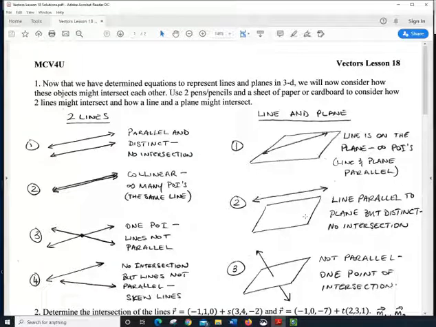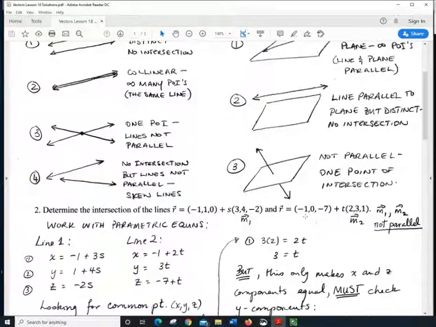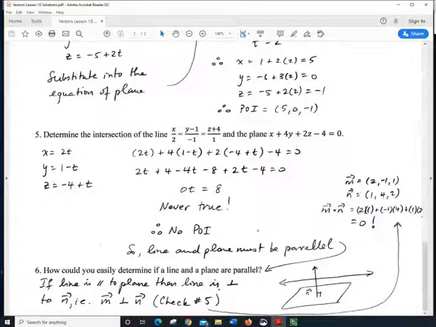Can anybody see something that you could do if you knew that they were parallel? Why could you avoid doing all this work? Can anybody see how you could avoid having to do all that work to determine whether they're parallel and distinct or whether the line is on the plane? I'll just give everybody like 10, 15 seconds to think about it. Why do I not necessarily have to?